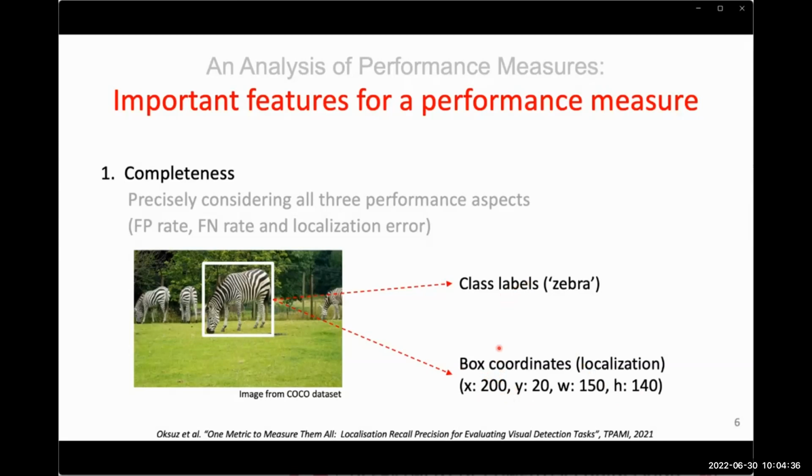Therefore, the performance measure designed for evaluating object detection problem should quantify both aspects of the detection problem. This includes false positive rate and false negative rate for the classification aspect of the problem, and the localization error for the localization aspect of the problem. If a measure is not evaluating any of these quantities, then it's not completely quantifying all aspects of the detection problem, as it is missing at least one aspect. And we will call such a measure incomplete.